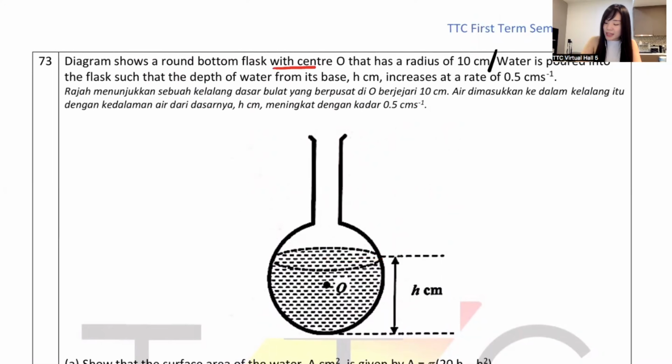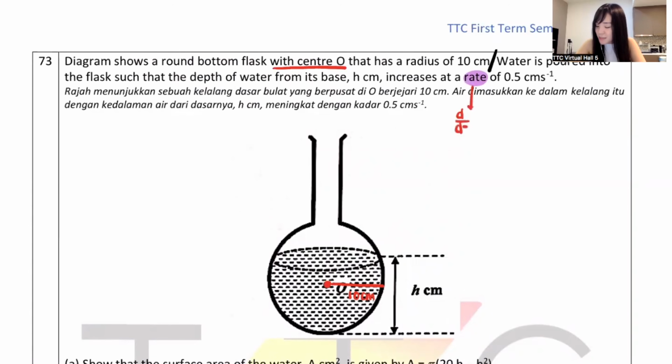Listen carefully. They say with the center O. Center O is here, right? So it's like O to the side here is 10 cm. This is what they talk about, 10 cm. Okay, I hope you guys can see my red pen now, okay? Next one. Water is poured into the flask such that the depth of the water from the base is H cm. See, this is the H cm, okay? Increasing at the rate. I don't need to ask you lah. You guys all know lah. The keyword shine there, isn't it red?